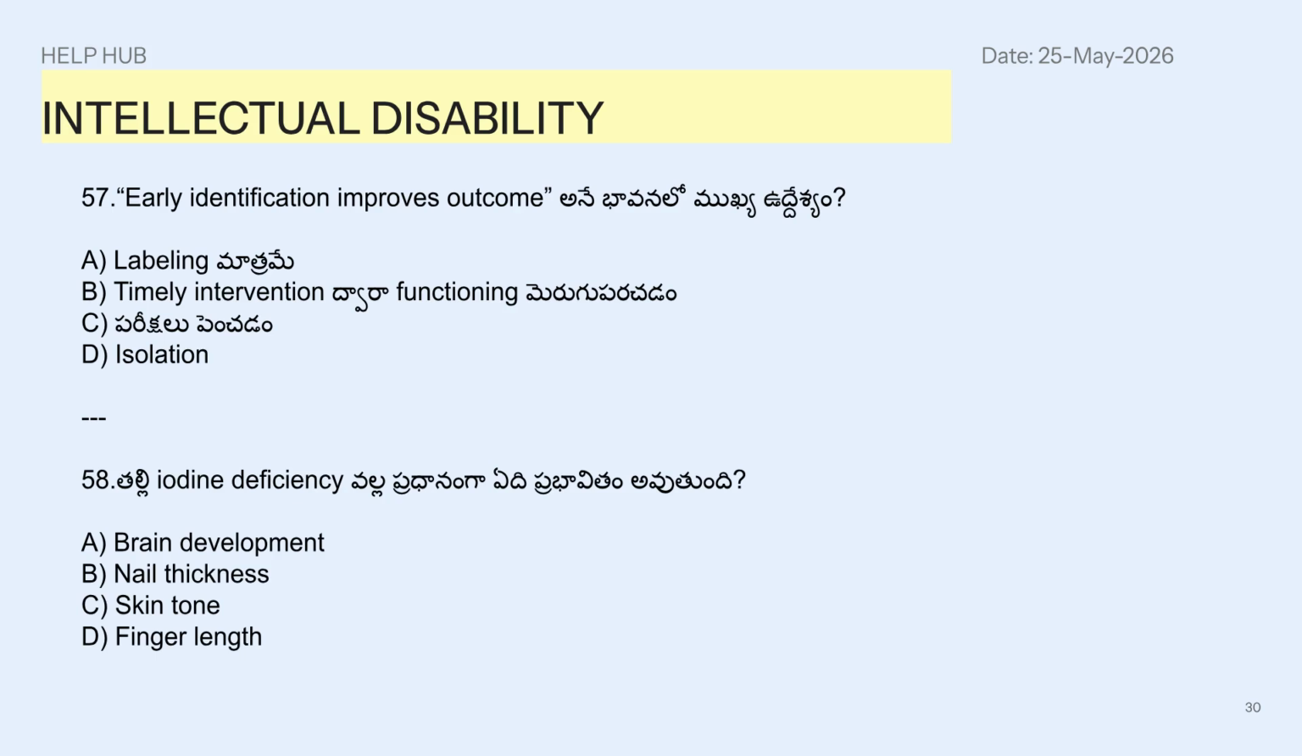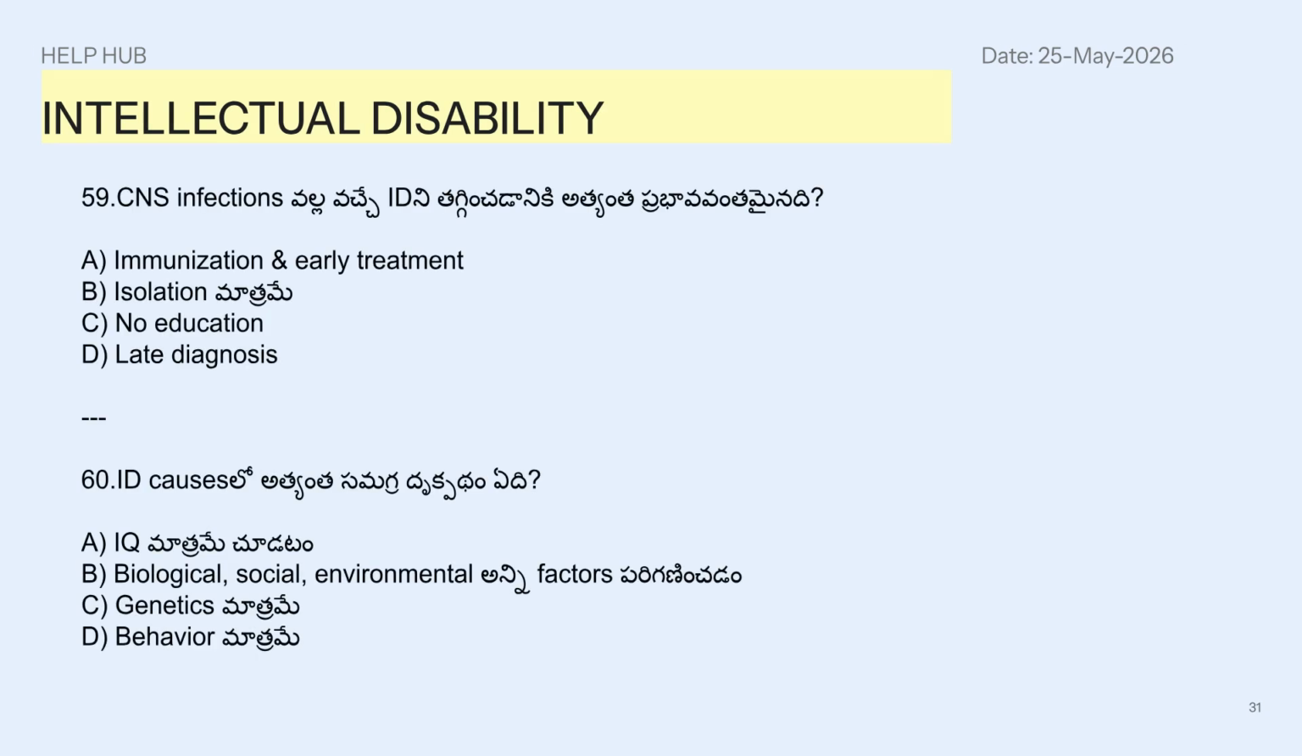Question 58. What is primarily affected by maternal iodine deficiency? The answer is A, brain development. We continue with question 59. What is the most effective way to reduce intellectual disability caused by central nervous system infections? The answer is A, immunization and early treatment. Question 60. What is the most comprehensive perspective on ID causes? The answer is B, considering all biological, social, and environmental factors.